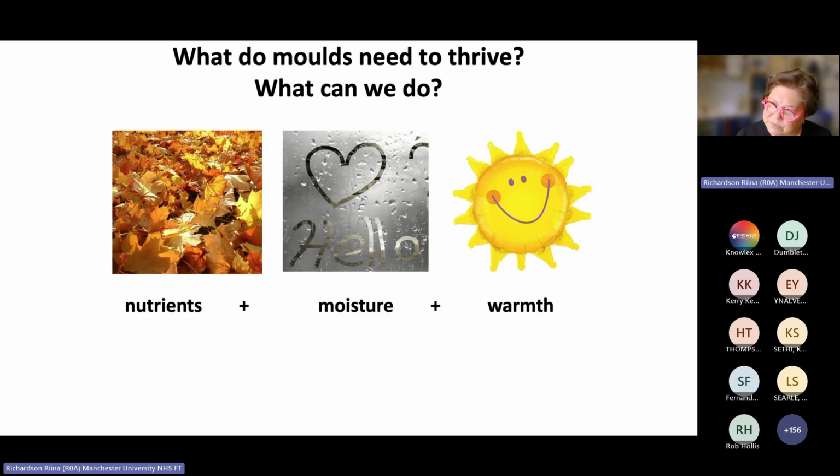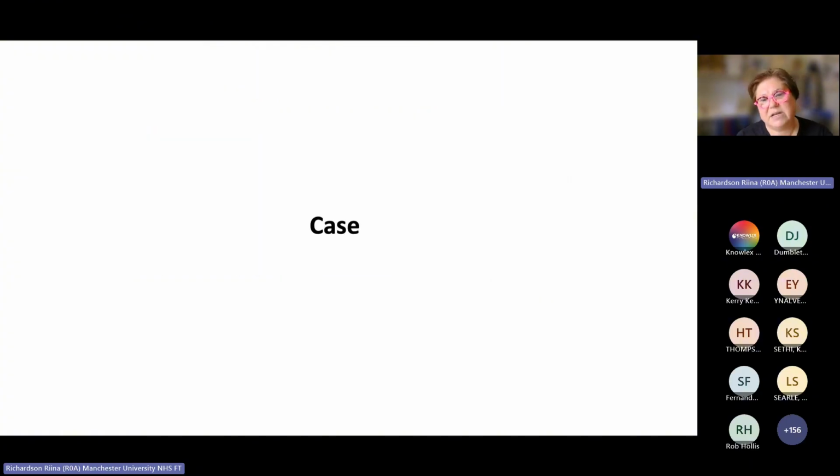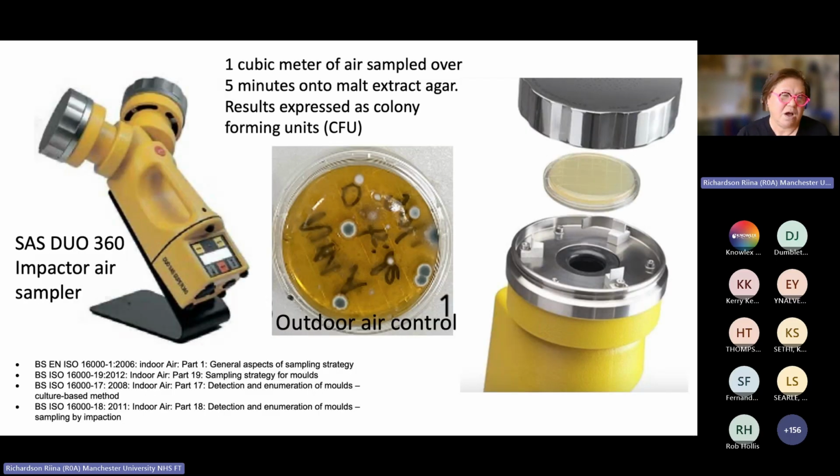The other thing that is important to remember, and that links now, I have a case here to go through with you with the sampling. So how is the sampling done by guidelines? You need an impactor air sampler. It's basically a sampler that sucks in a cubic meter of air. The one we use is this SAS Duo, which uses 5 minutes to sample that 1 cubic meter of air. And why do we do this? Why don't we use settle plates?